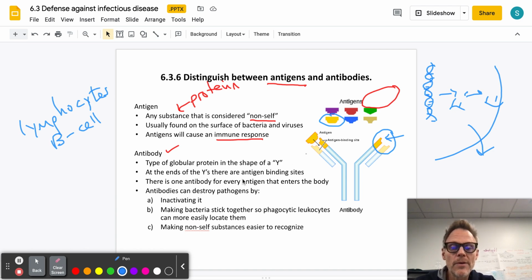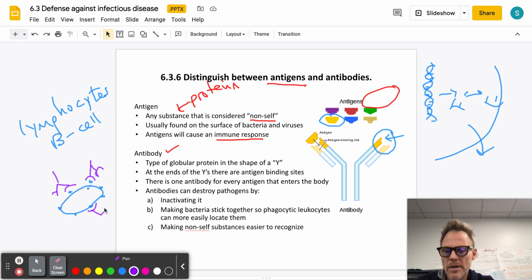And the way antibodies work, if I'm going to draw, let's draw our bacterium here. These little circles represent the surface proteins, so the antigens. So here's the binding site to that antibody, like that. So maybe one's attached there. Maybe there's another one attached here. Maybe there's another one attached here.